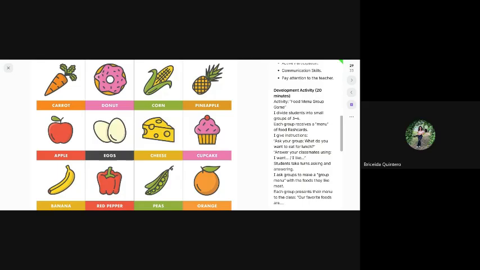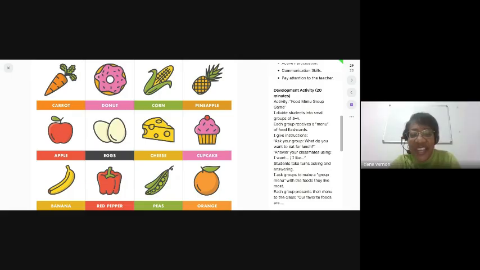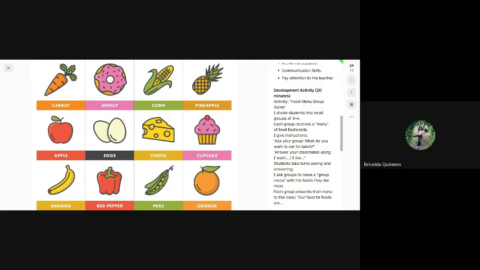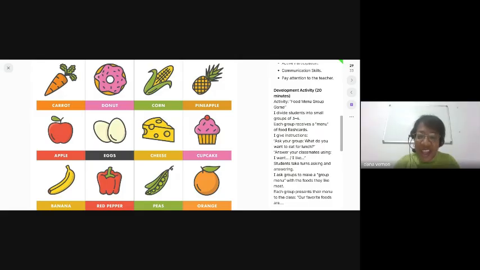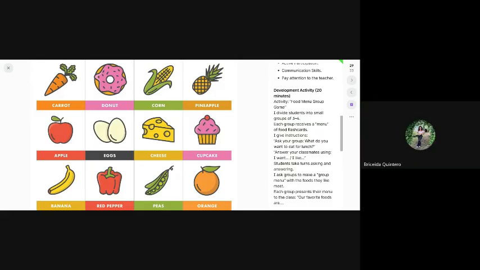The formative criteria in this warm-up are active participation and communication skills, and obviously paying attention to the teacher. Excellent, I love that part. Pay attention to the teacher.